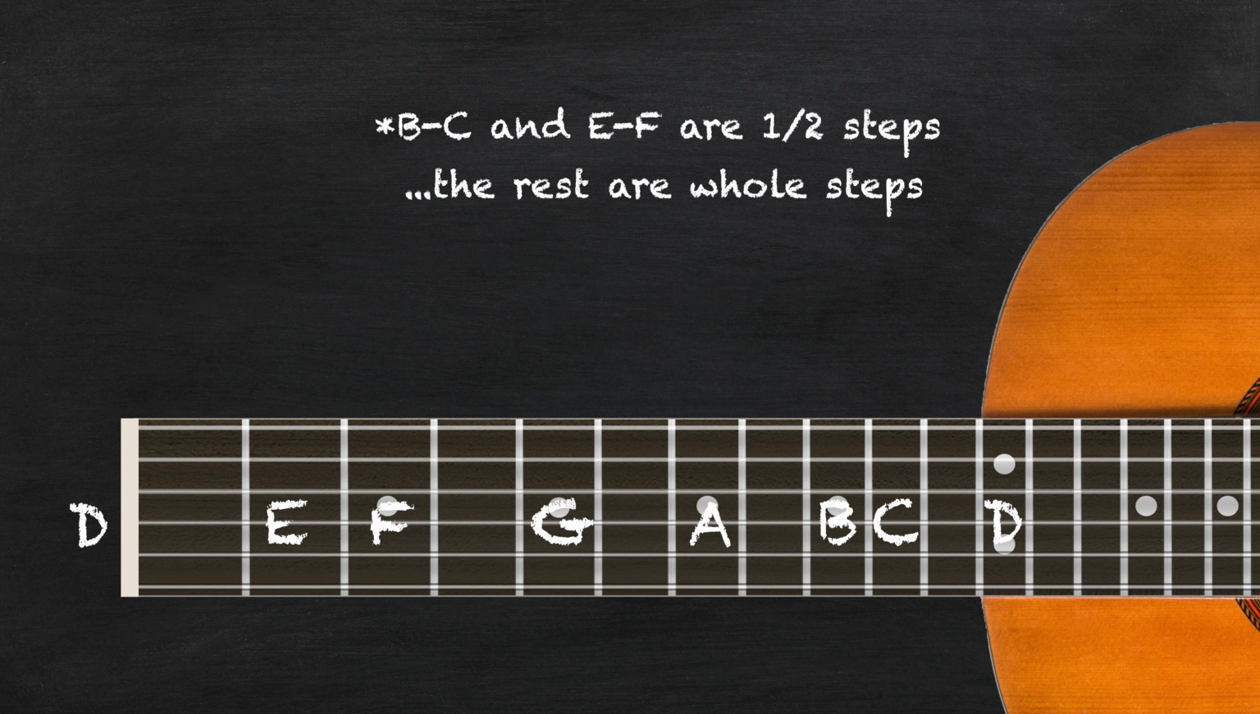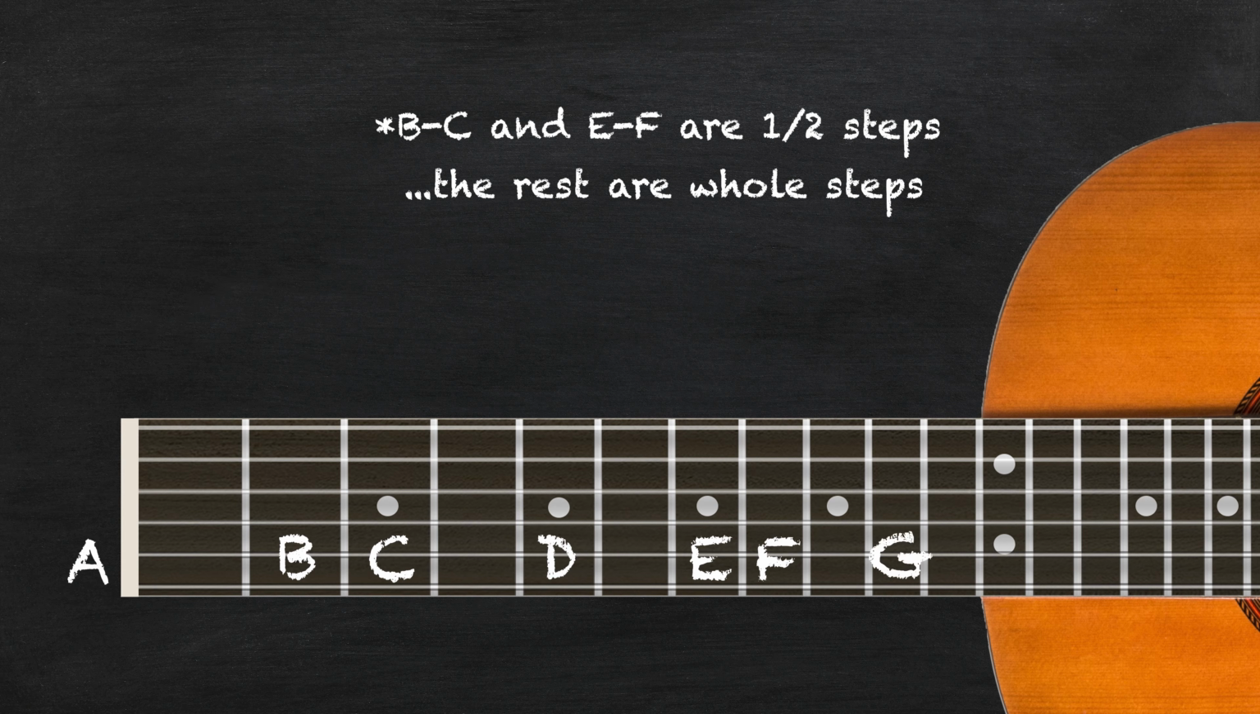The fifth string is the A string, so we start on open A, and then up a whole step to B, half to C, whole to D, and again to E. We go up a half to get to F, and then whole steps to G, and then to the 12th fret A. And the sixth string is the same as the first string, except of course for being 2 octaves lower.